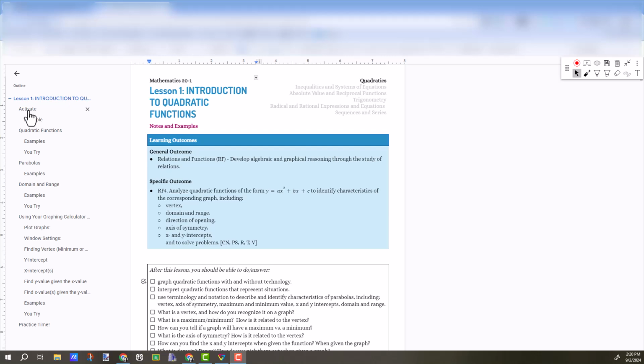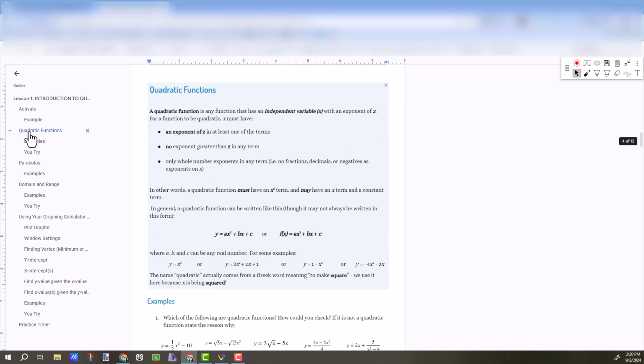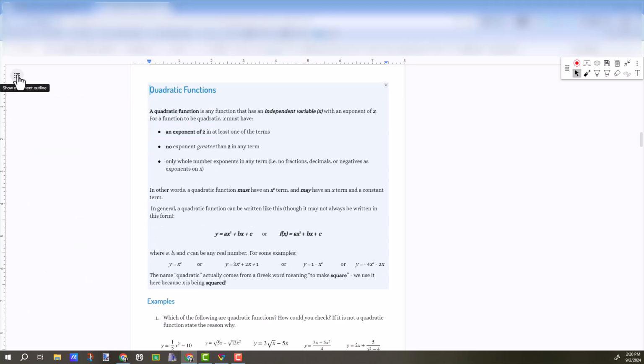Over here on the right hand side, there is an Activate section. This would have been gone over in the Activate section of the course website. So we're going to skip over that and head right into quadratic functions. A quadratic function is a function that has an independent variable, mostly denoted by x, with an exponent of 2.